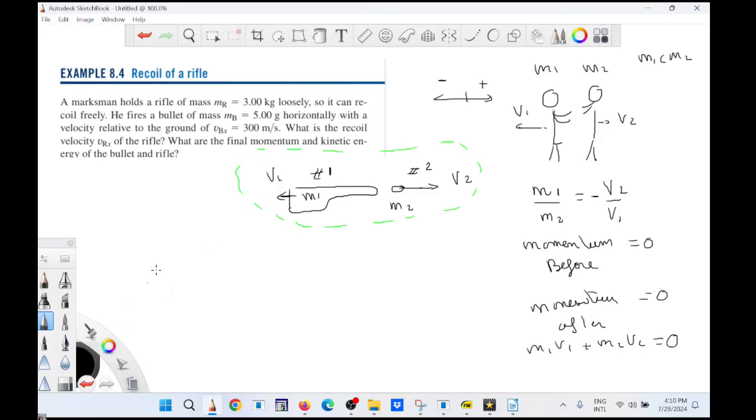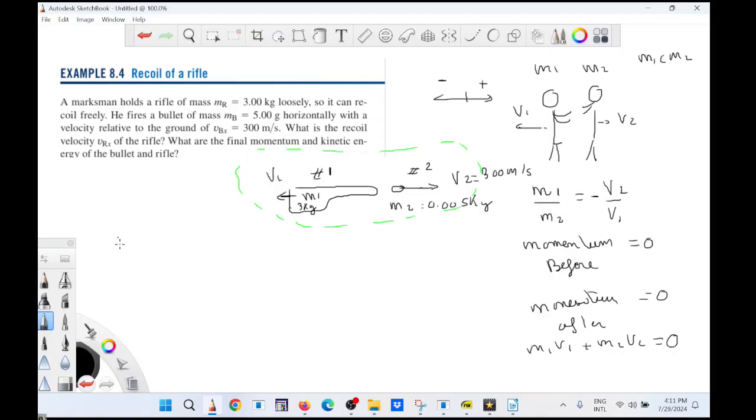Okay, so now it's easy. We see that the mass of the rifle is 3 kilograms. And then the mass of the bullet will be 0.005 kilogram. The speed relative to the ground is 300 meter per second. And we want to have V sub 1.